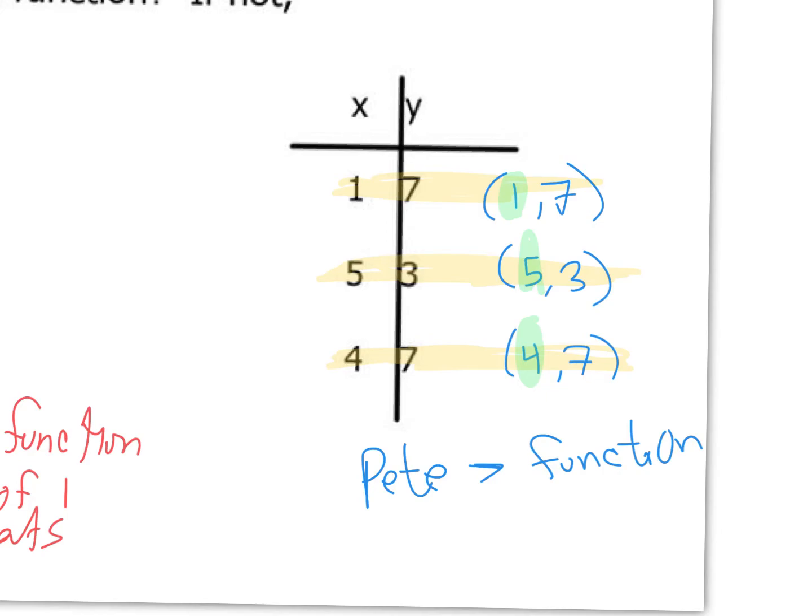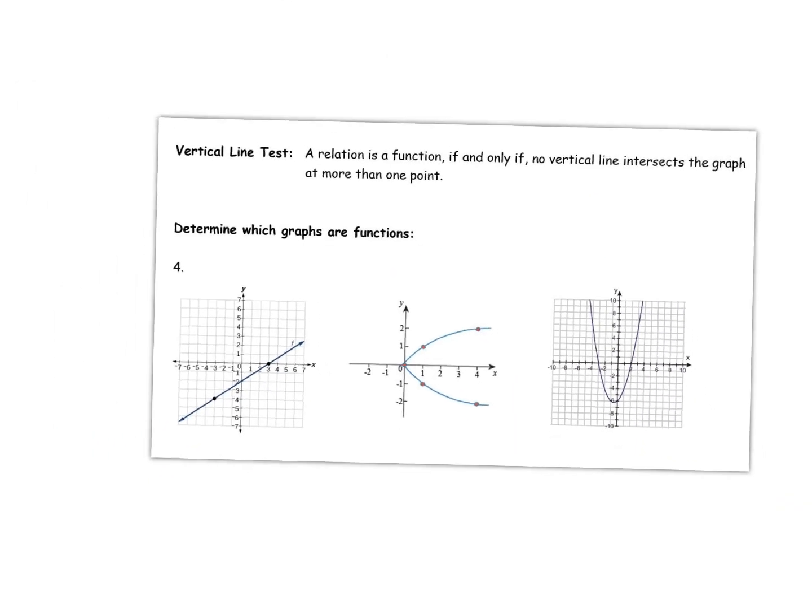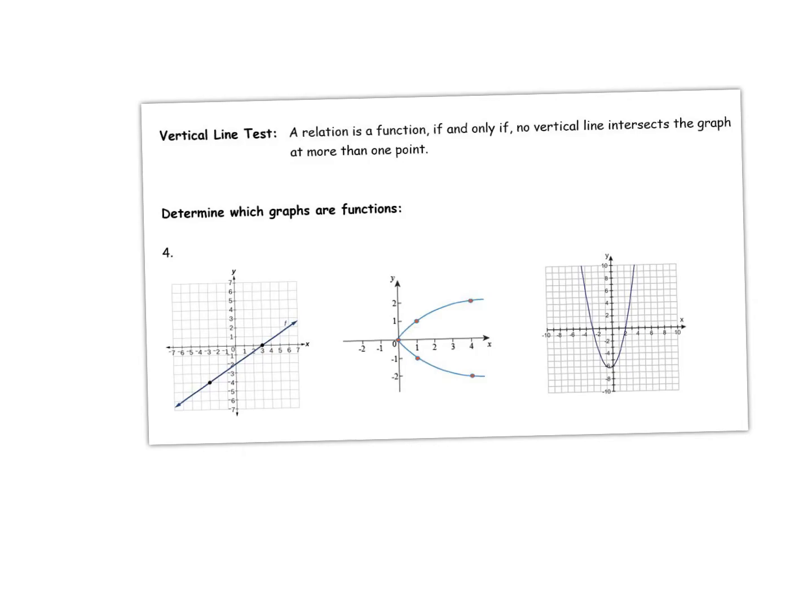All right, so let's move on. Now we're doing the vertical line test. It says tell whether the relation is a function if and only if no vertical line intersects the graph in more than one point. That's the vertical line test, which basically means in English, if you were to take a straight edge, let me zoom in first.